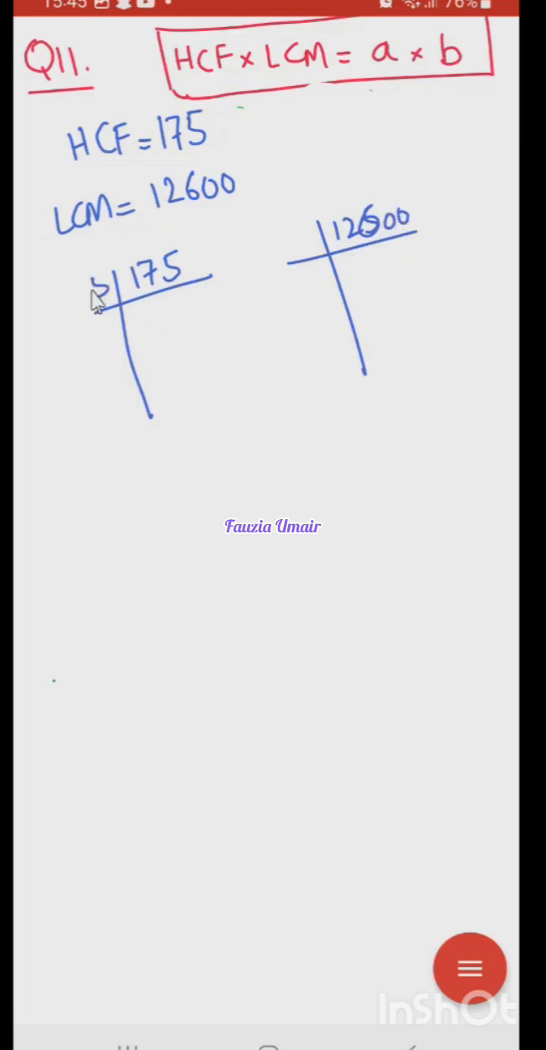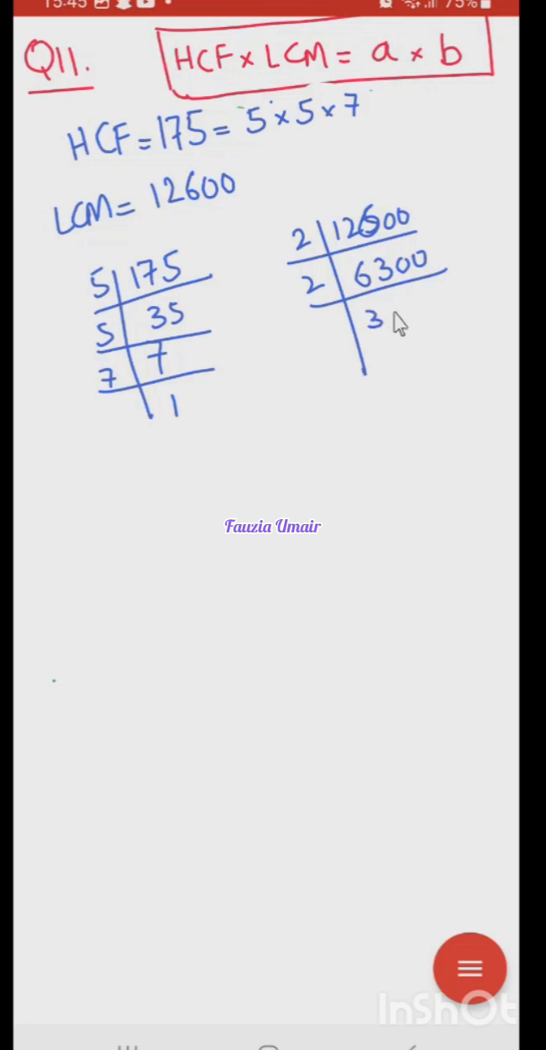तो अगर हम 175 की prime factorization करें, this is very easy. You will divide with 5. 5 3s are 15 and 5 5s are 25. Then it is still divisible by 5, 7 5s are 35 and 7 1s are 7. तो इसकी prime factorization is 5 square into 7, या 5 into 5 into 7. ठीक है? Now this is a bigger number, 12600. इसकी prime factorization करेंगे तो सबसे पहले 2 से divide करेंगे, 6300, right? फिर 2 से divide करेंगे, 3150. फिर 2 से divide करेंगे, 1575.